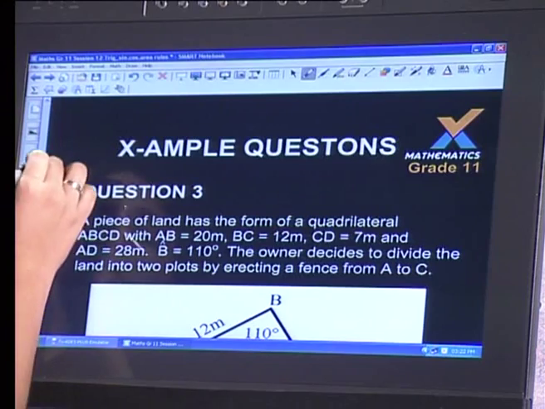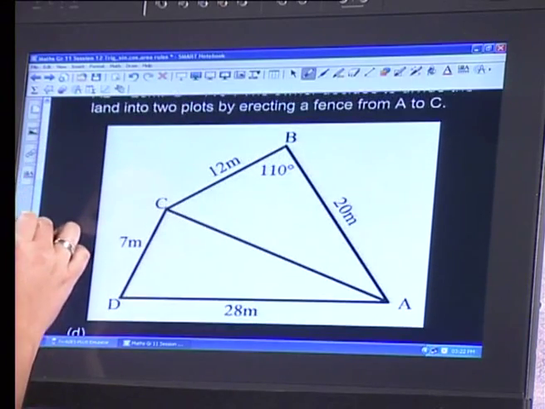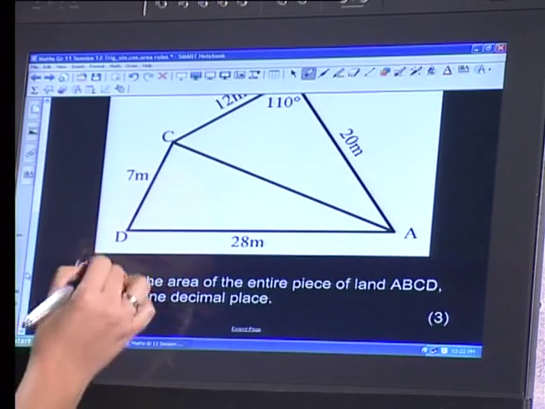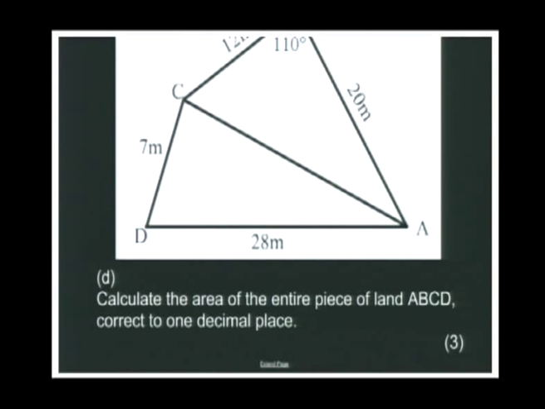Let's have a look at our next question. Or rather the next part of the question, part D. Calculate the area of the entire piece of land, ABCD, correct to 1 decimal place. Again, we are being told where to round off. And of course, Farmer Brown obviously wants to now know what the value of his land is, and he needs to know the total area of it. So let's help him out with one last question.